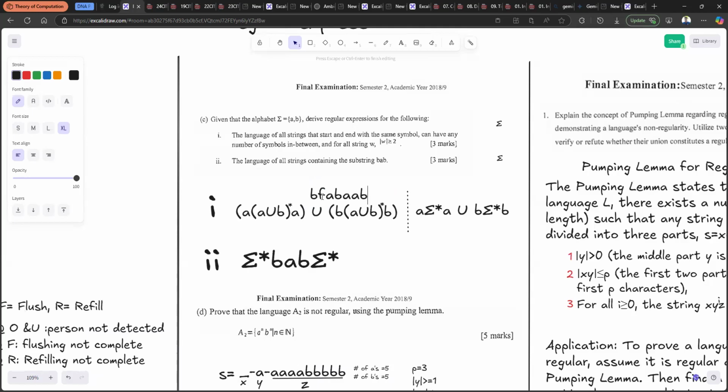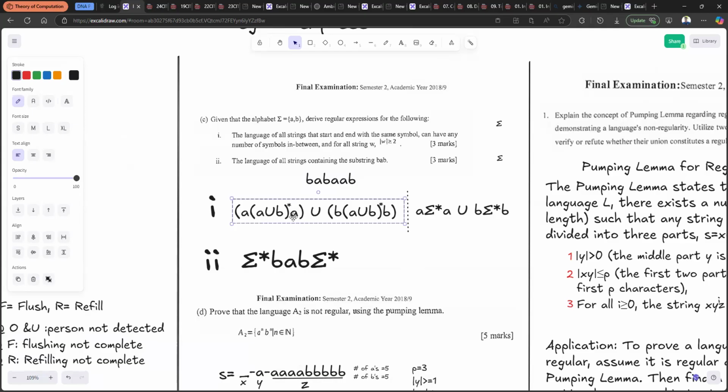Have anything in between and ends with B. So that's kind of what we did here for one, right? So we have the A right here. We start off with the A. Then we have the alphabet with a Kleene star, which means it can be 0 or more.